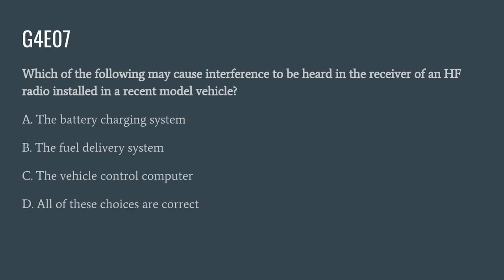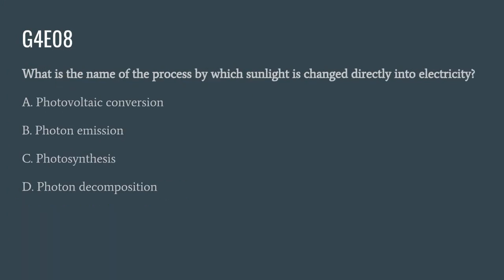G4E07, which of the following may cause interference to be heard in the receiver of an HF radio installed in a recent model vehicle? A, the battery charging system. B, the fuel delivery system. C, the vehicle control computer. Or D, all of these choices are correct. And the correct answer here is D, all of these choices are correct.